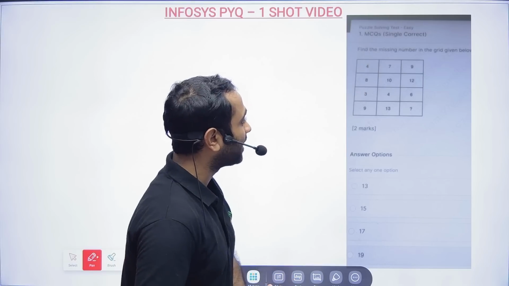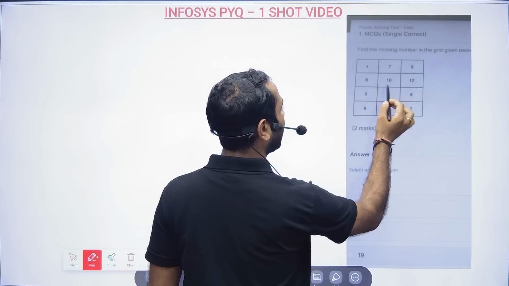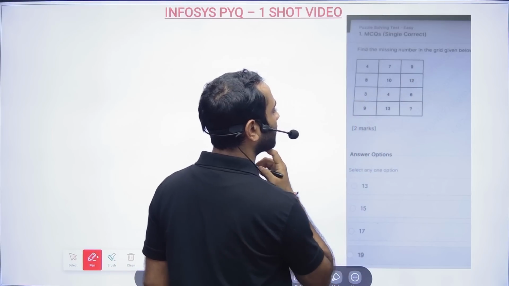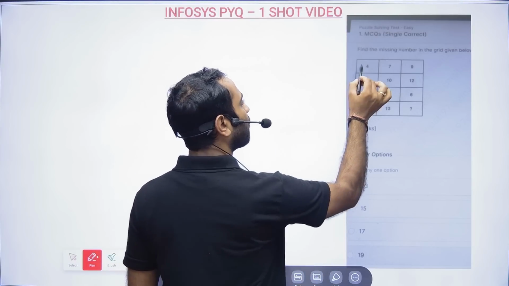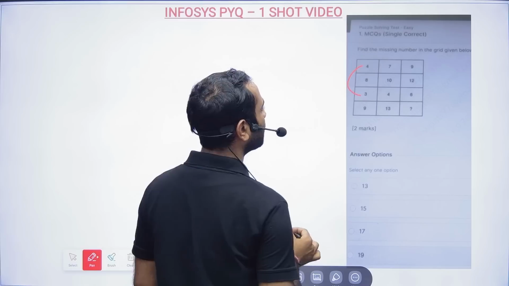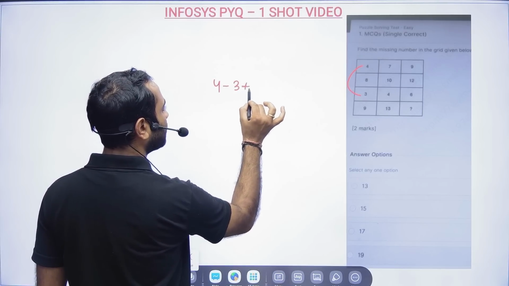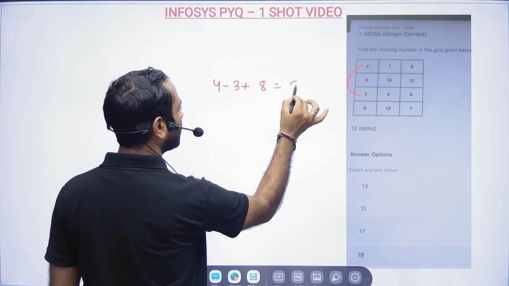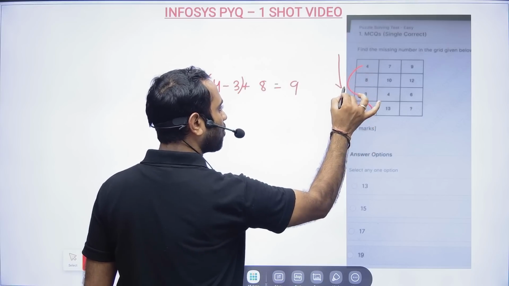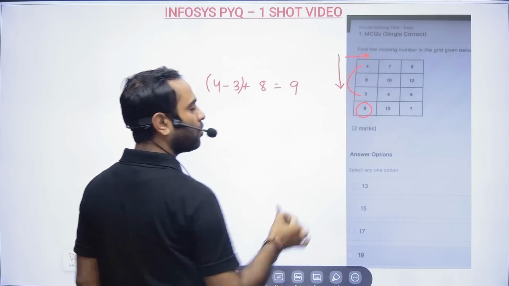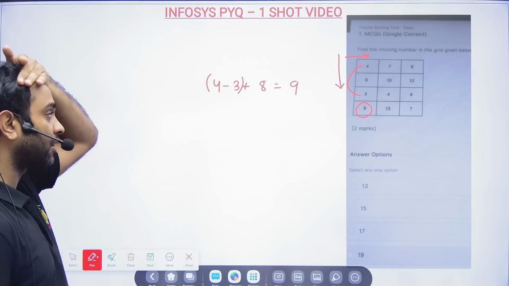Find the missing number in the grid given below. 4, 7, 9, 8, 10, 12, 3, 4, 6, 9, 13. So 4 minus 3 is 1, and add it to 8, that will give you 9. However you want, either you go column wise or row wise. The wish is yours. Ultimate thing is you need to get the answer.